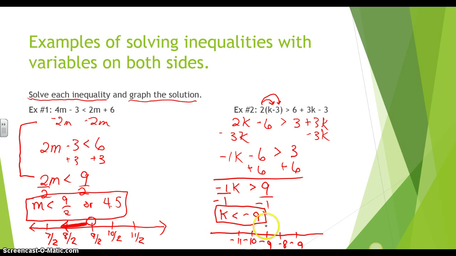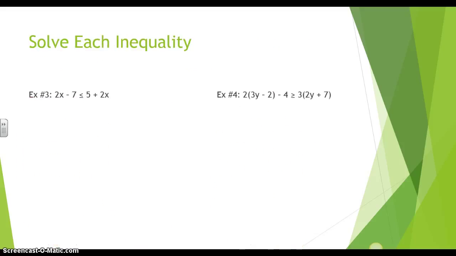K is less than negative 9. I will have an open circle at negative 9. K is less than that, so I will shade everything to the left. K can be any number less than negative 9. Okay, so for these first two examples, we have solved the inequalities and we have graphed the solution. Let's go into two other examples here.